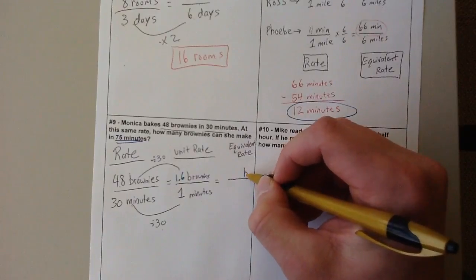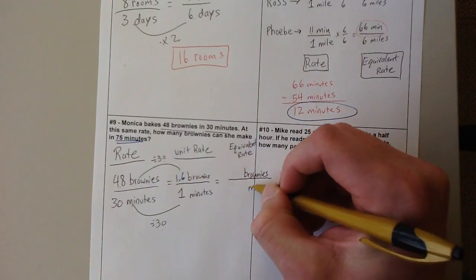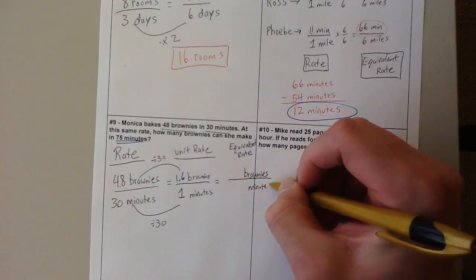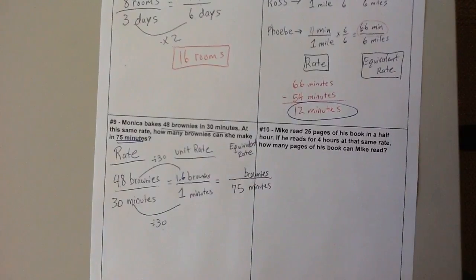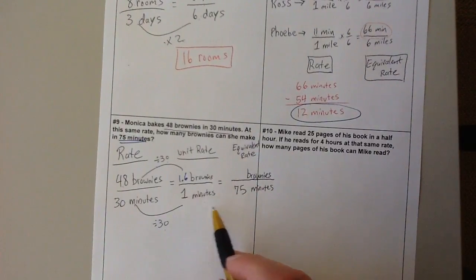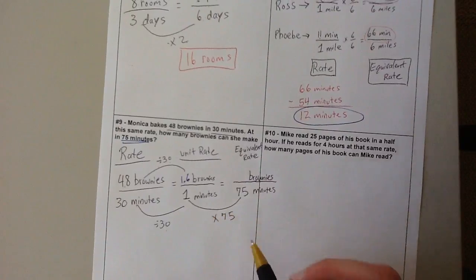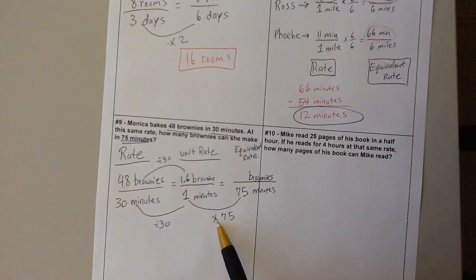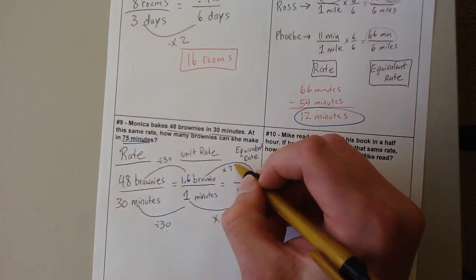Okay, brownies are still on top, minutes on bottom. I'm looking for how many brownies in 75 minutes. So how did I get from 1 to 75? What did I do? I multiply by 75. 1 times 75 is 75. So if you multiply on the bottom by 75, what do you have to do to the top? Multiply by 75. So times 75.